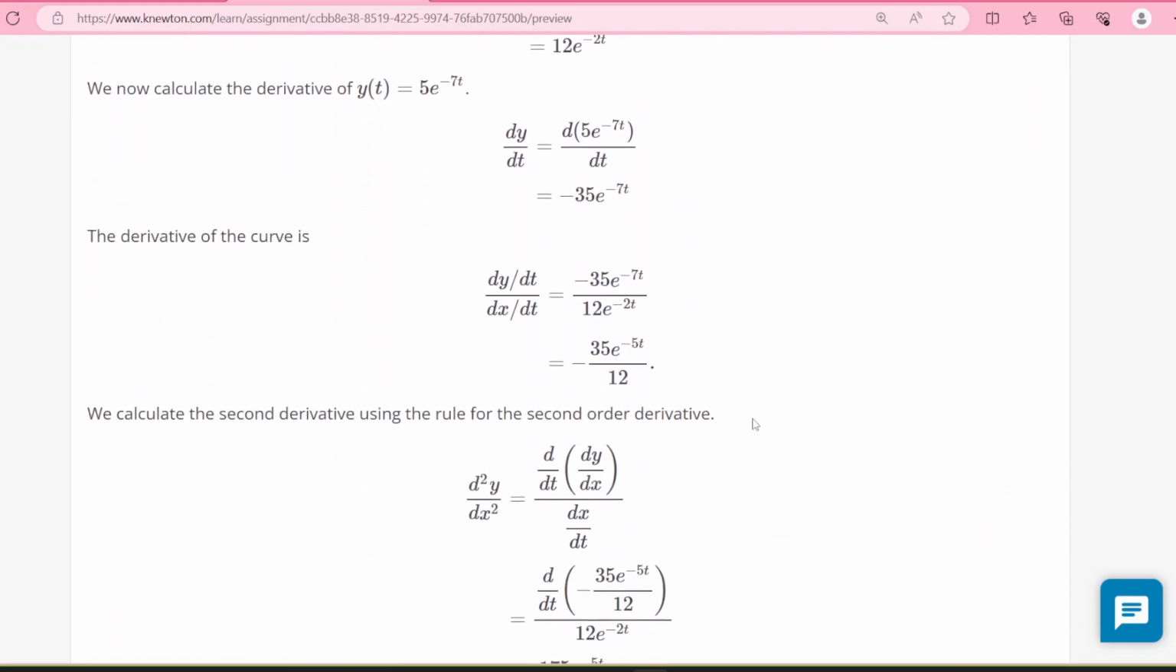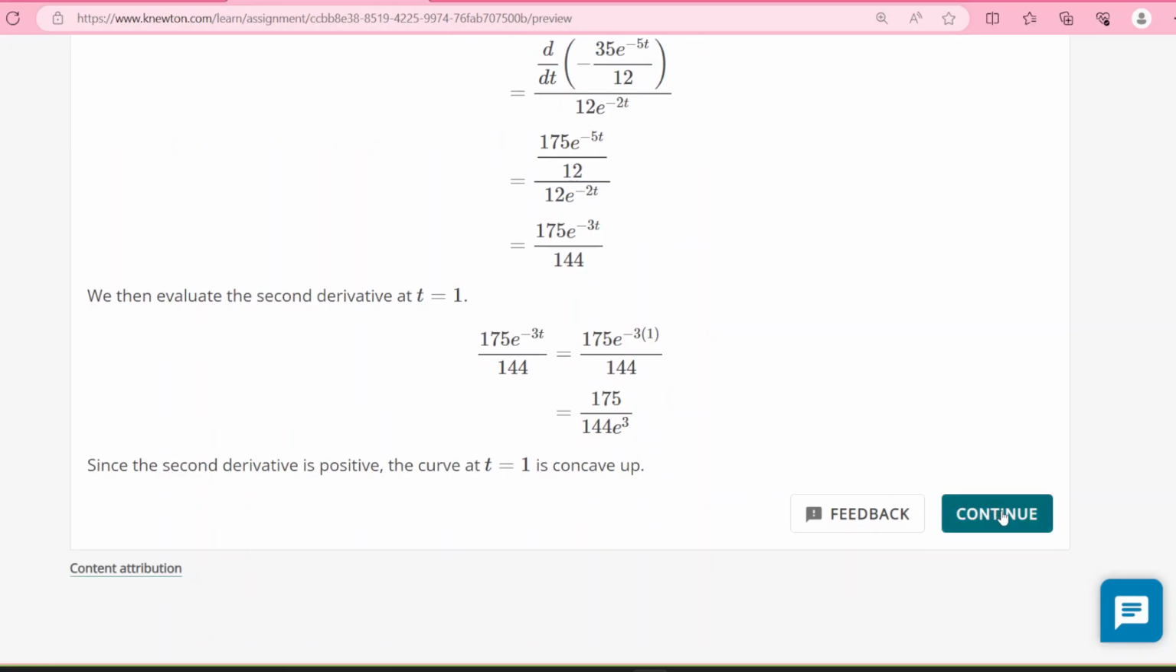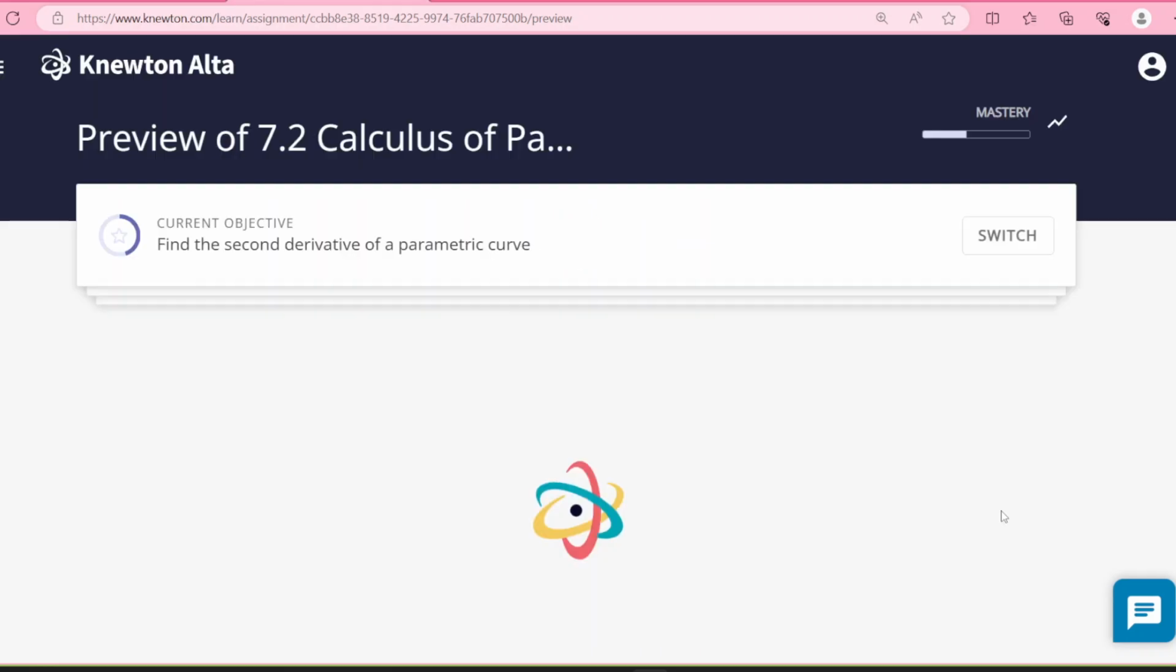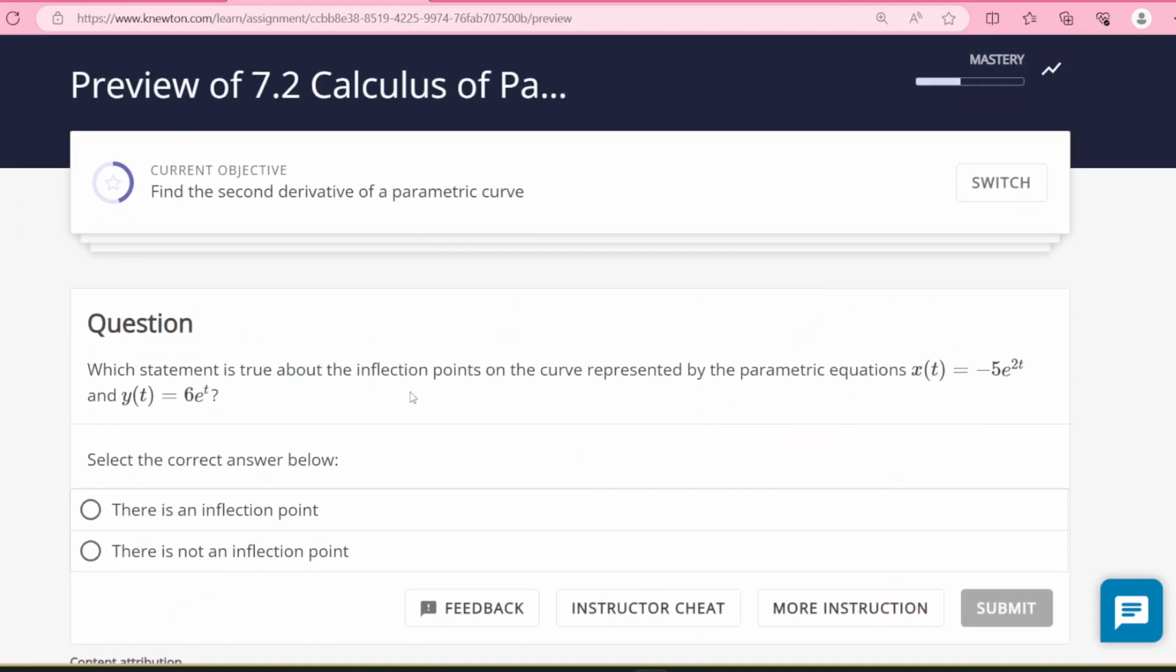All right, so yeah, they do all the calculations, right? Got the same thing I got there, which is positive. Cool. Some more second derivatives. All right, now remember inflection points from, like, first Calculus 1.